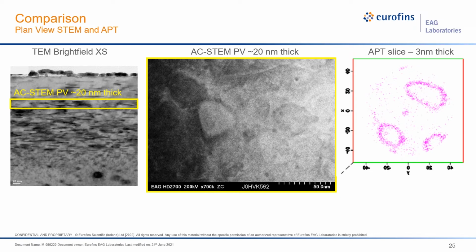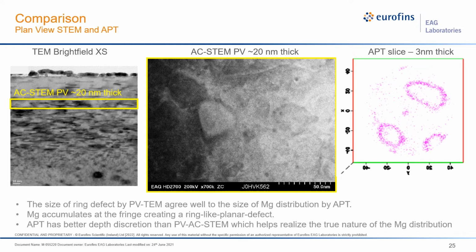But it is important to realize that this image here looks a little more complex, and that's because with APT we can look at a thinner amount of material in post-processing. In this case, this is a 3 nanometer thick layer. It's very, very difficult to make an AC STEM sample on the order of 3 nanometers without any sort of damage or contributions from surface effects in the image. So here, this is a little more complicated looking than the atom probe. The atom probe gives you a bit better depth discretion in this case.